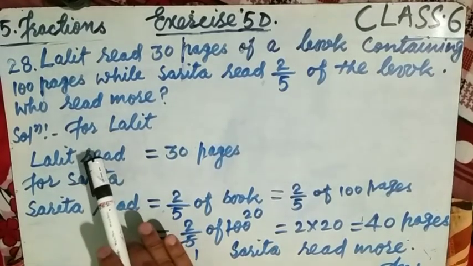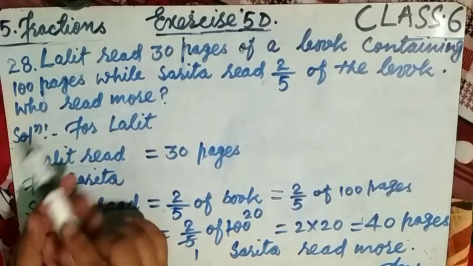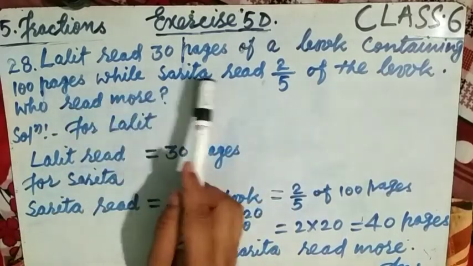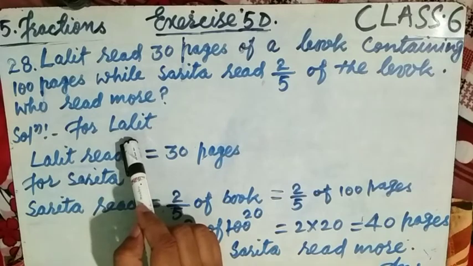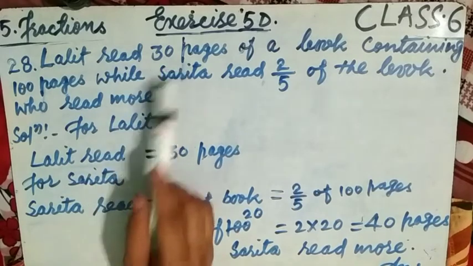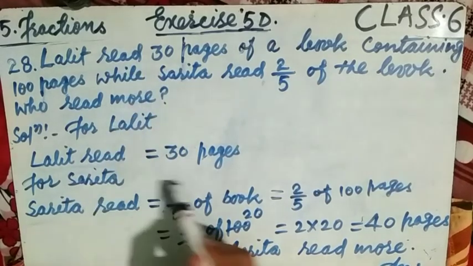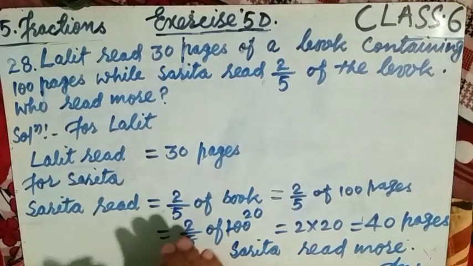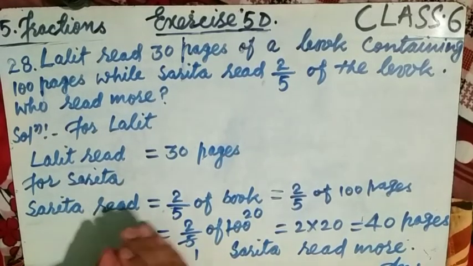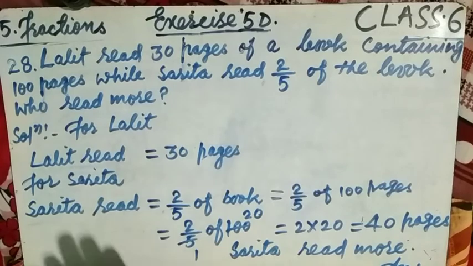Listen friends. First of all, write down the given terms. For Lalit, the given is 30 pages. Lalit reads 30 pages. That means out of 100 pages, Lalit read 30 pages out of 100.